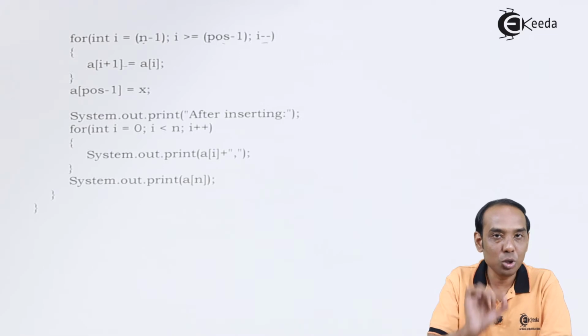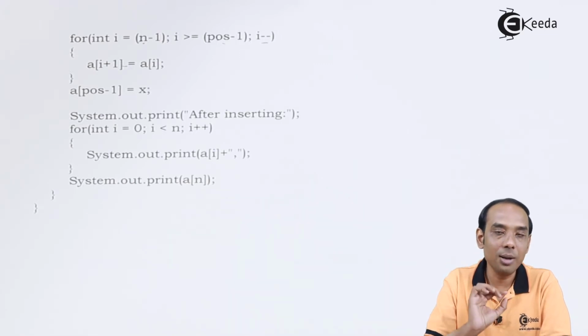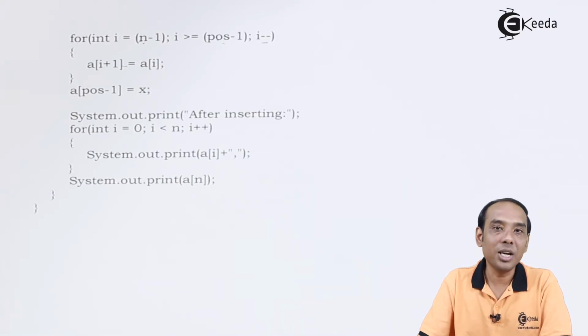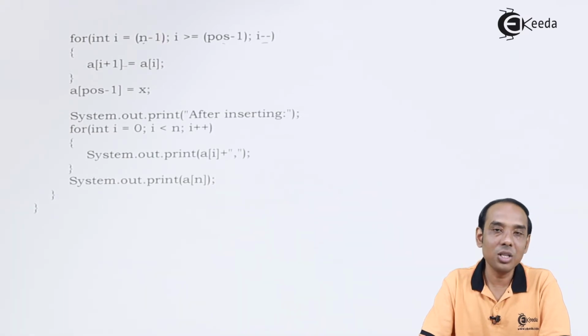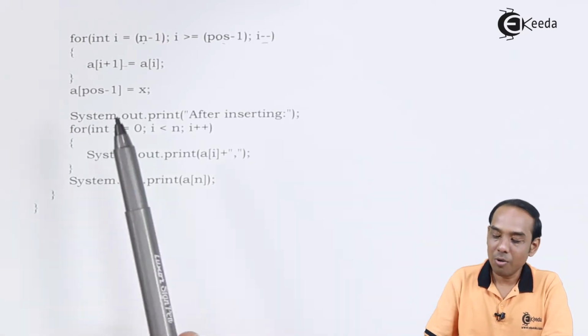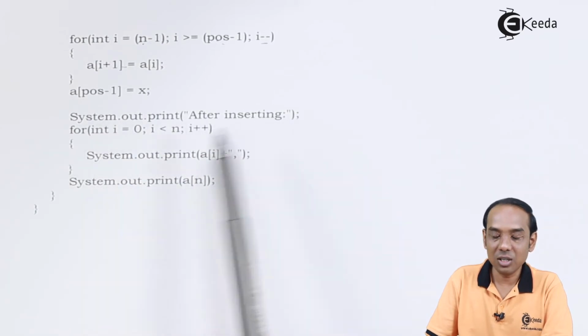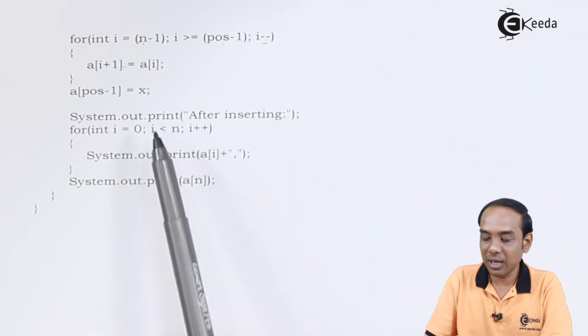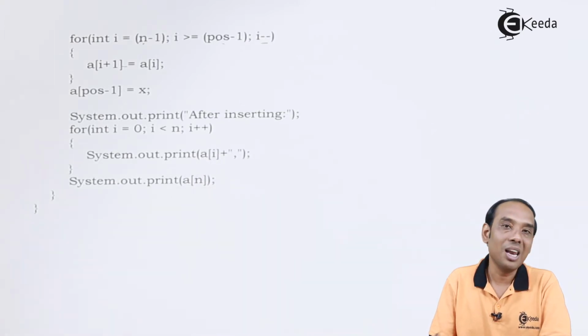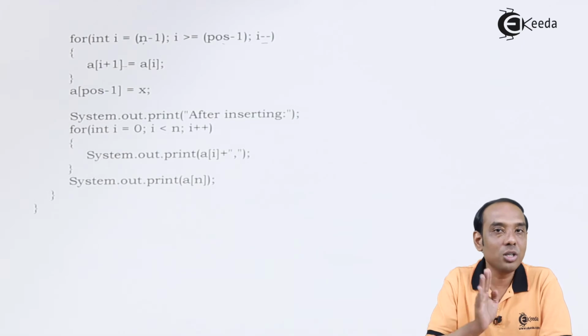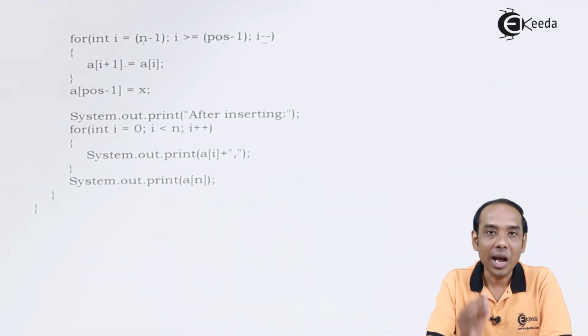We also find out the position where the user wants to insert the element, and we have also transferred the element. What remains is to now display the new set of array including your new element inserted into the array. For this we are going to use the for loop. We write down system.out.print after inserting, I equal to 0, I less than n, and we start printing a of I, and after that we start printing a of n. Like this we have printed before insertion, after insertion, and also the new element inserted into the array.